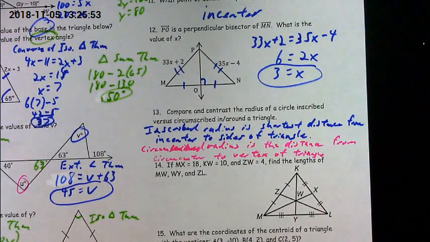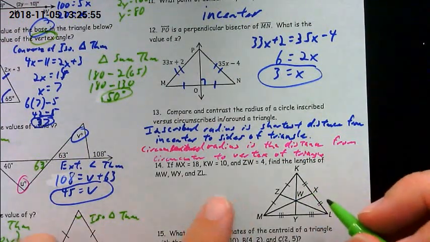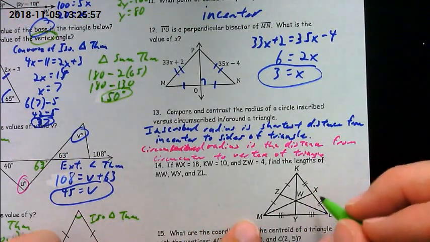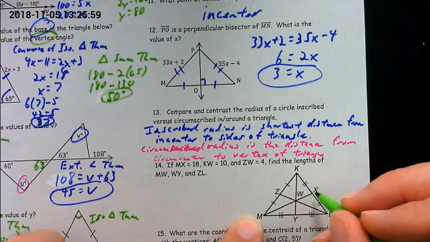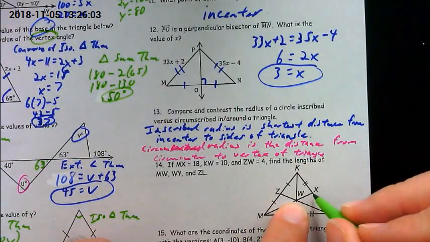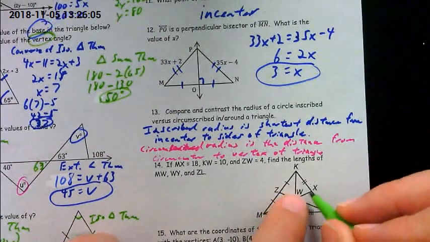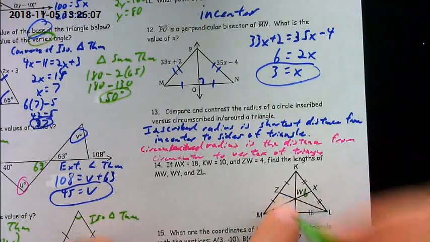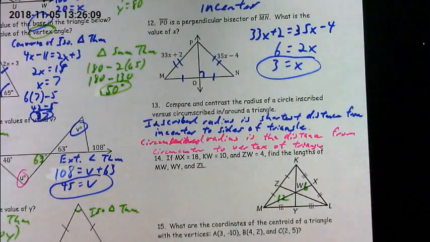All right, on 14, you have MX is 18. That whole thing is 18. Again, this length is 2/3 the overall length. This one is 1/3 the overall length. So if that whole thing is 18, a third of it is 6. 2/3 would be 12. Again, the whole thing is 18.